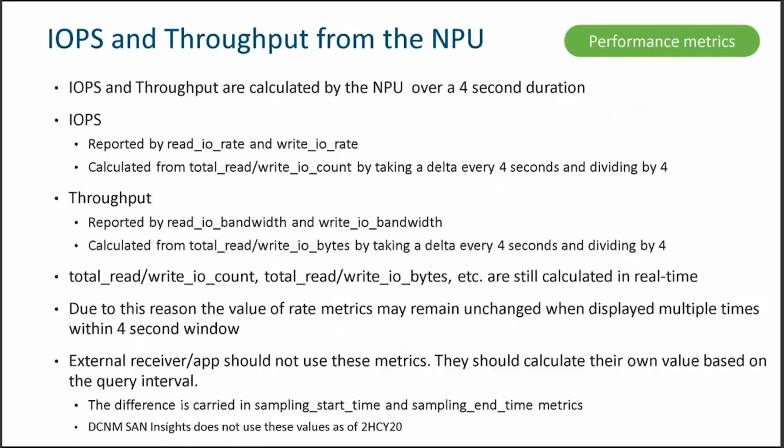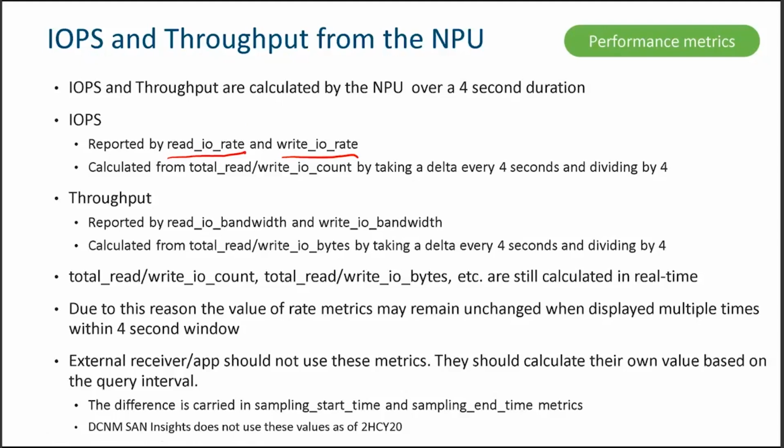But this is why, not why, but this is how the NPU reports the metric, which is read IO rate, which is the read IOPS, and write IO rate, which is the write IOPS. Whenever you execute a command, you're going to see a representation of the last 4 seconds. This is the real-time view only.